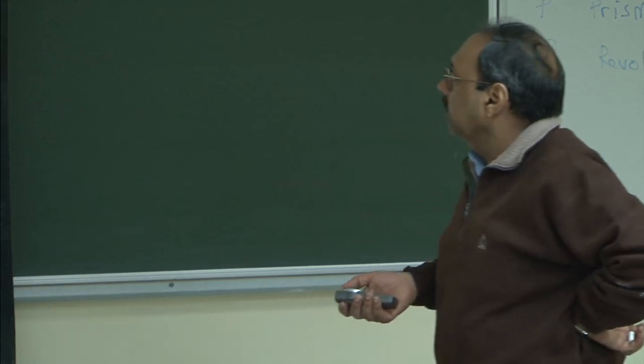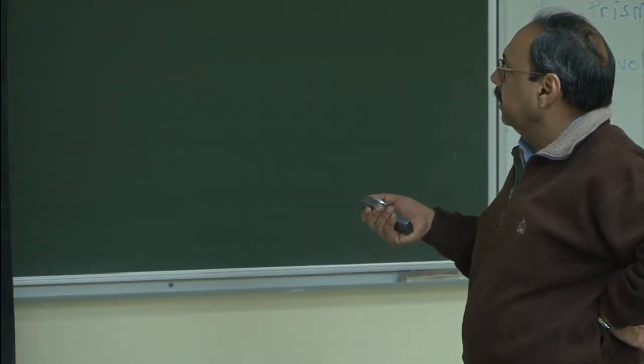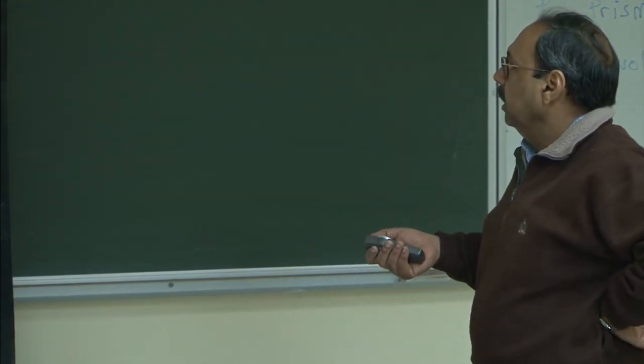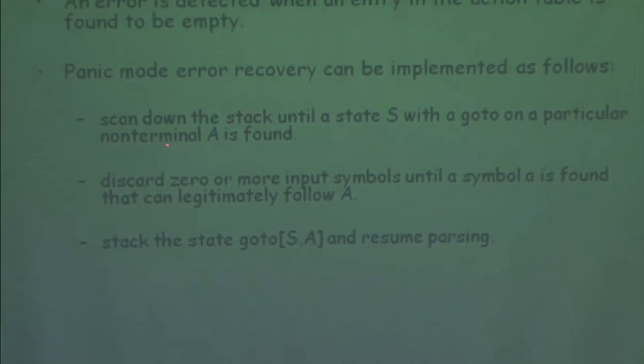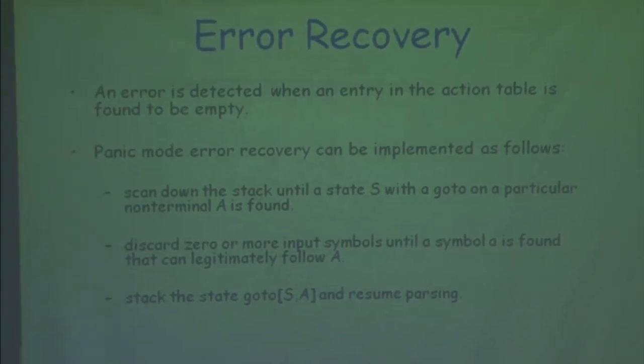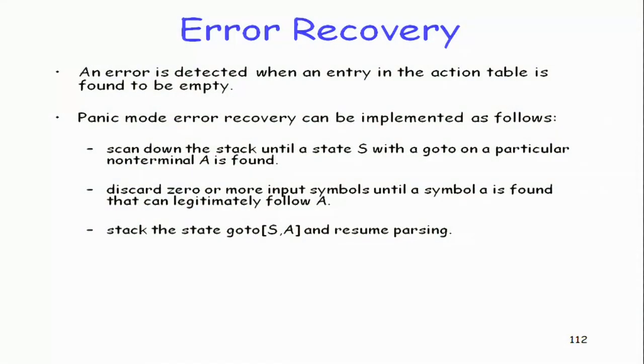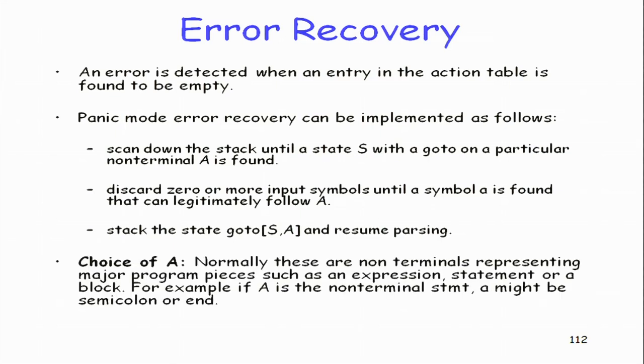So error recovery is if you detect an error, when the entry in the action table is found to be empty. This is called panic mode error recovery. Scan down the stack until you have a state with a go-to on a particular non-terminal A. Then discard zero or more input symbols until you find a symbol which can legitimately be the follow of A. Then stack the state, by pushing this A symbol, and resume parsing from that point onwards. And what is the choice of A?